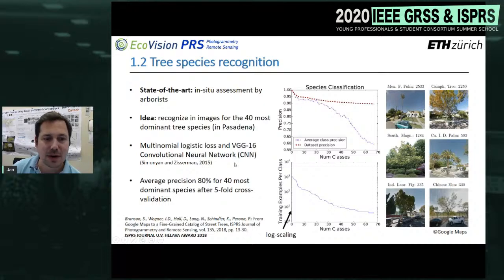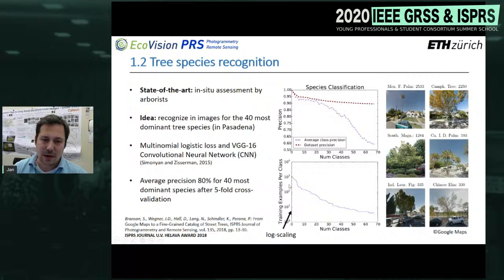VGG16 was the best network at the time. ResNet got much popularity soon afterwards. We just took a standard image classification approach with the VGG16 network, and we processed up to 70 different species in Pasadena with images like this from the trees that were detected. And we got an average precision of 80% for the 40 most dominant species. And this is what you can see here.